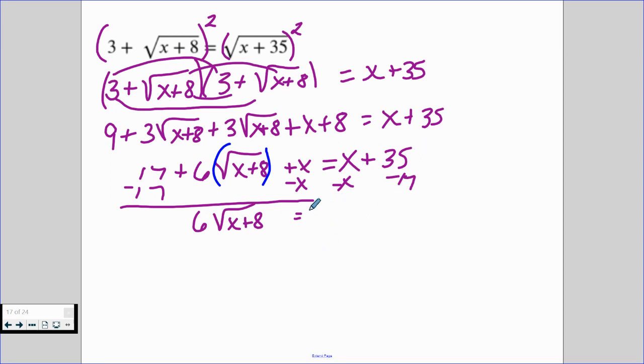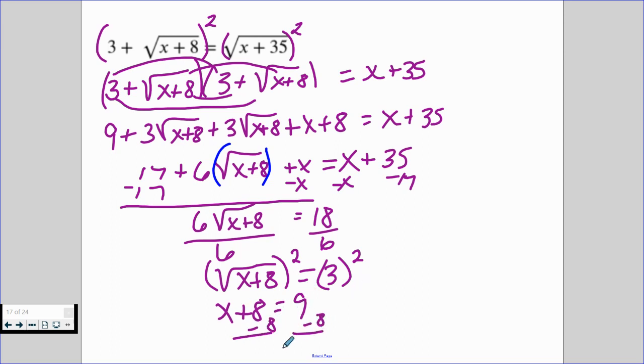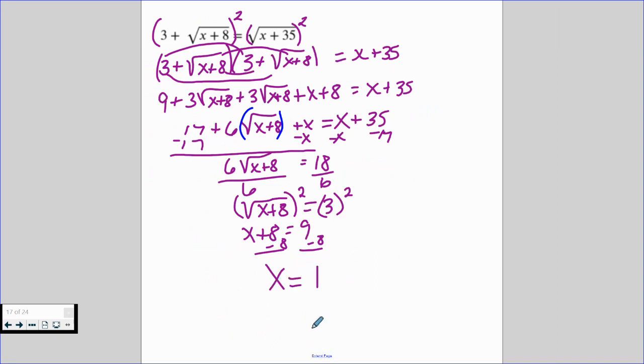The x's cancel. 35 minus 17 gives us 18. Since this is being multiplied, we're going to divide by 6. That leaves me with the square root of x plus 8 is equal to 3. And then since I have that square root left, isolated by itself, the last part I'm going to do is square both sides to undo the square root. And then solve from here. So we get x plus 8 is equal to 9, minus 8 both sides. And we get x is equal to 1.